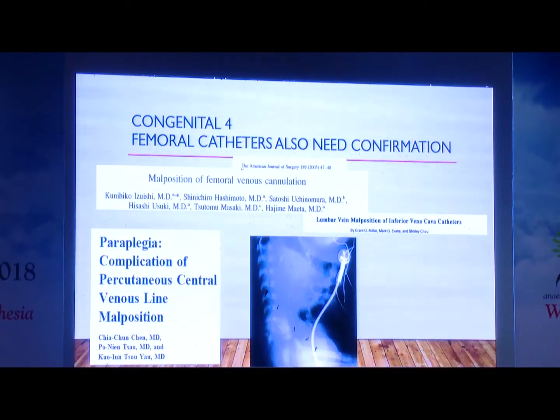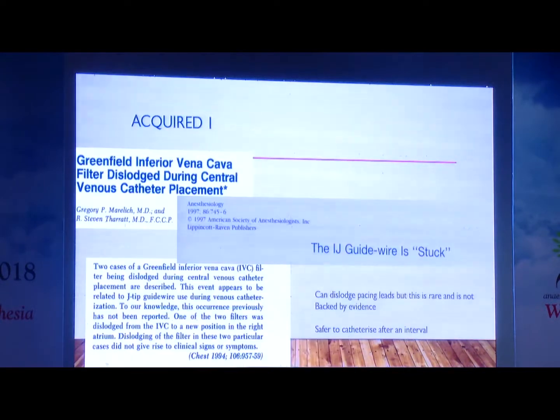No. If you have an interrupted IVC, the femoral line may actually lie in the paravertebral venous plexus. You give inotropes, people can get paraplegia. So in this territory, there are no rules. Every rule is meant to be broken because every anatomic subtype is different.